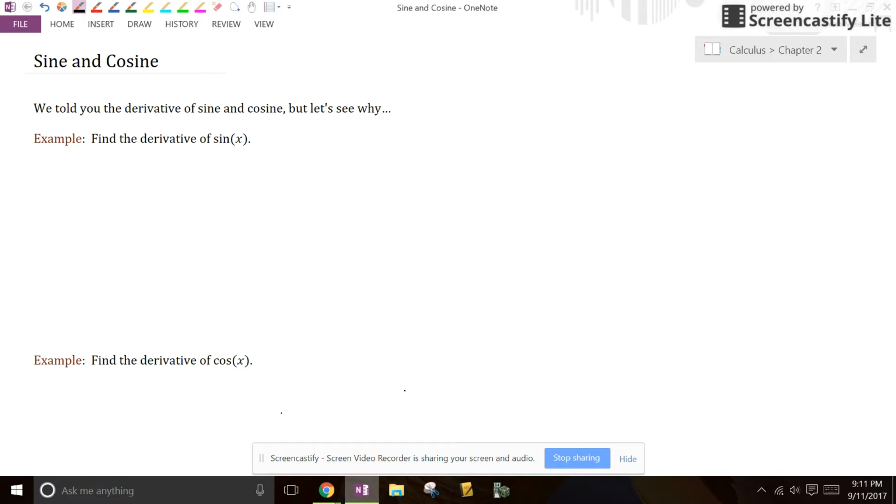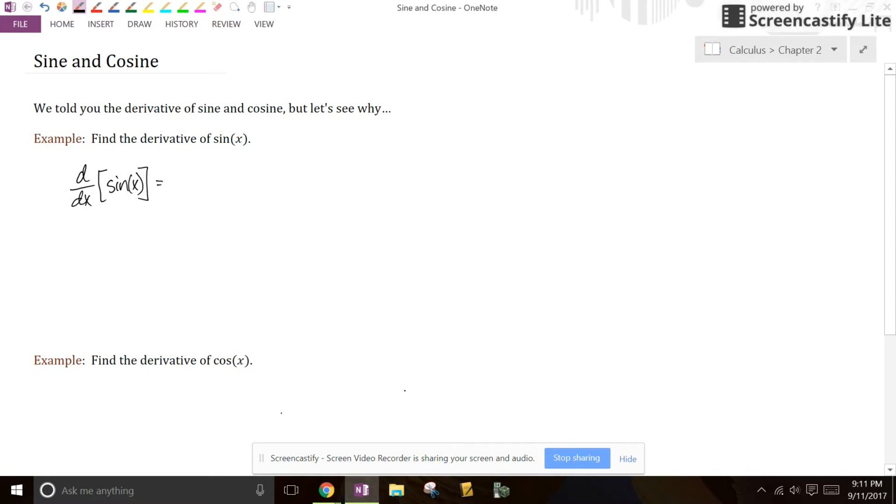Now, we told you the derivatives of sine and cosine in an earlier video. We just stated them, we never actually proved them. Now we can take a few moments to actually prove what these derivatives are. So let's say that you want to take the derivative with respect to x of sine of x, our good friend sine. So that's how it looks.